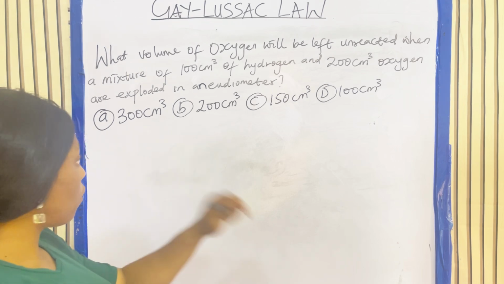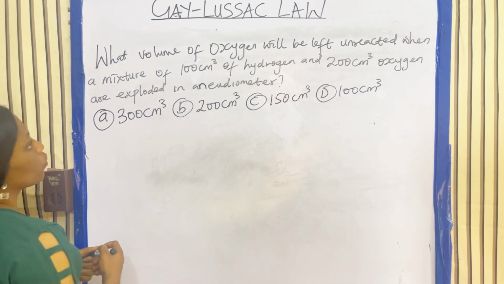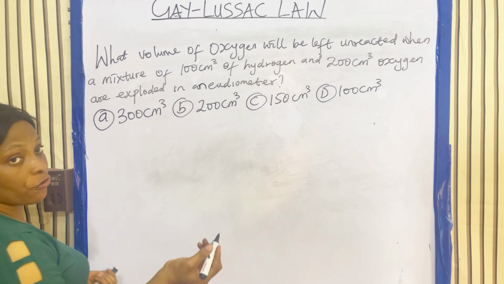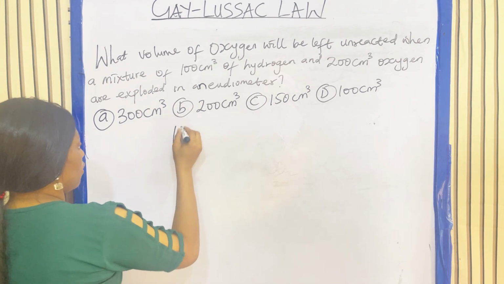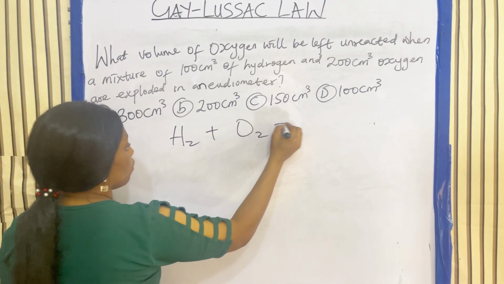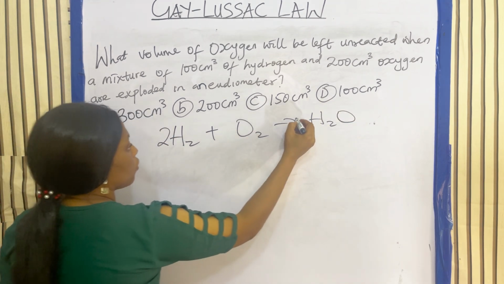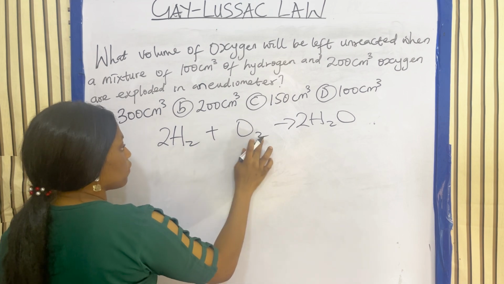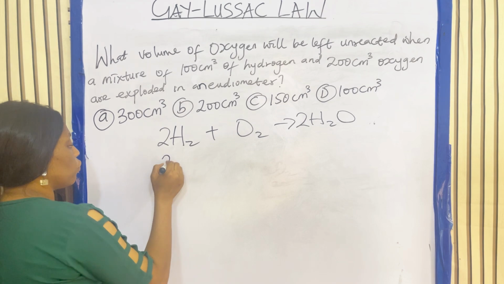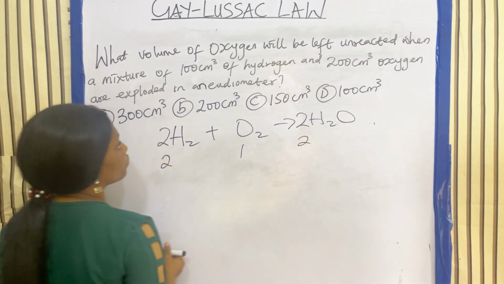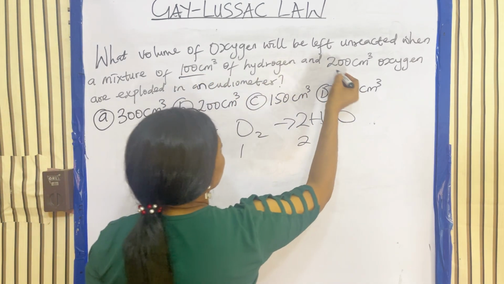All right, so let's solve. First of all, we are going to write the equation for the reaction. So you are reacting hydrogen and oxygen, and that is going to give you what? Water. Hydrogen reacting with oxygen will give you water. So you are going to balance the equation. If you add 2 here, 4. If you add 2 here, 4. Then oxygen 2, balanced. So we are going to write out the ratio of the volumes, 2:1:2.